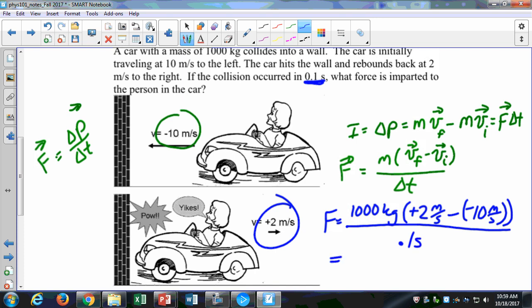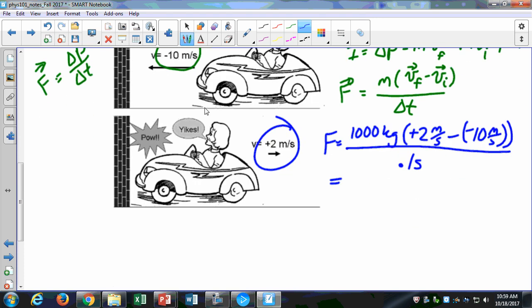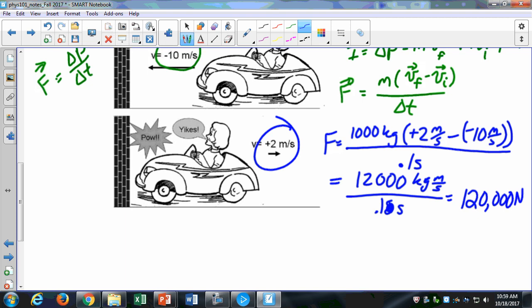And then we can figure out the force. That's going to be equal to 12,000, because 2 minus negative 10, that's 2 plus 10, that's 12, times 1,000, divided by 0.1. So 12,000 kilogram meters per second, divided by 0.1 seconds, that's equal to 120,000 newtons.